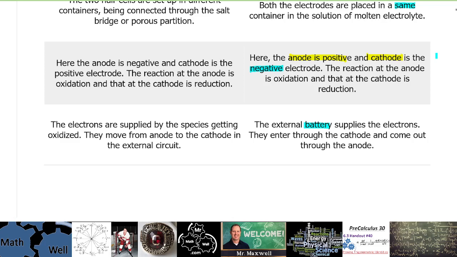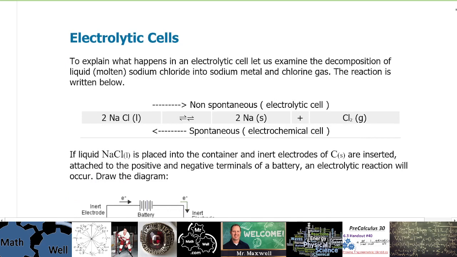Electrolysis of brine, aluminum recycling, purification of ores, things like that. So we'll talk about those shortly.